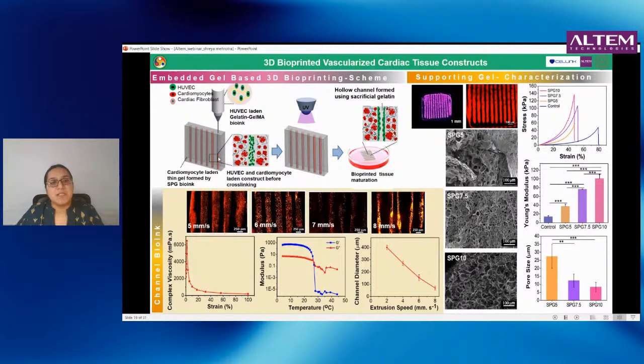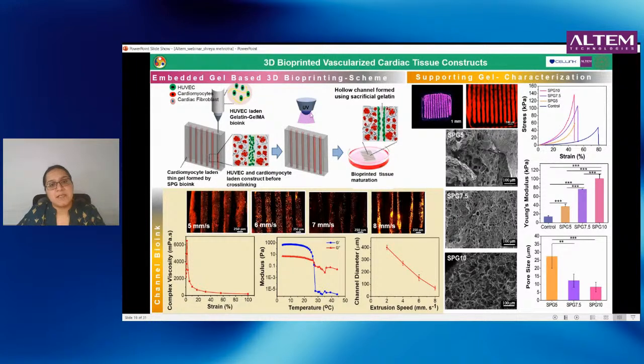In this type of technique, we took a supporting gel, which acts as a support or a bath gel, and that bath gel consisted of cardiomyocytes. And using another bioink, which was GelMA gelatin, we used HUVEC cells, and this bioink was used to embed vascular channels within that bath gel, which had cardiomyocytes. So we could actually get these kinds of microchannels within a bath of cardiac cells.